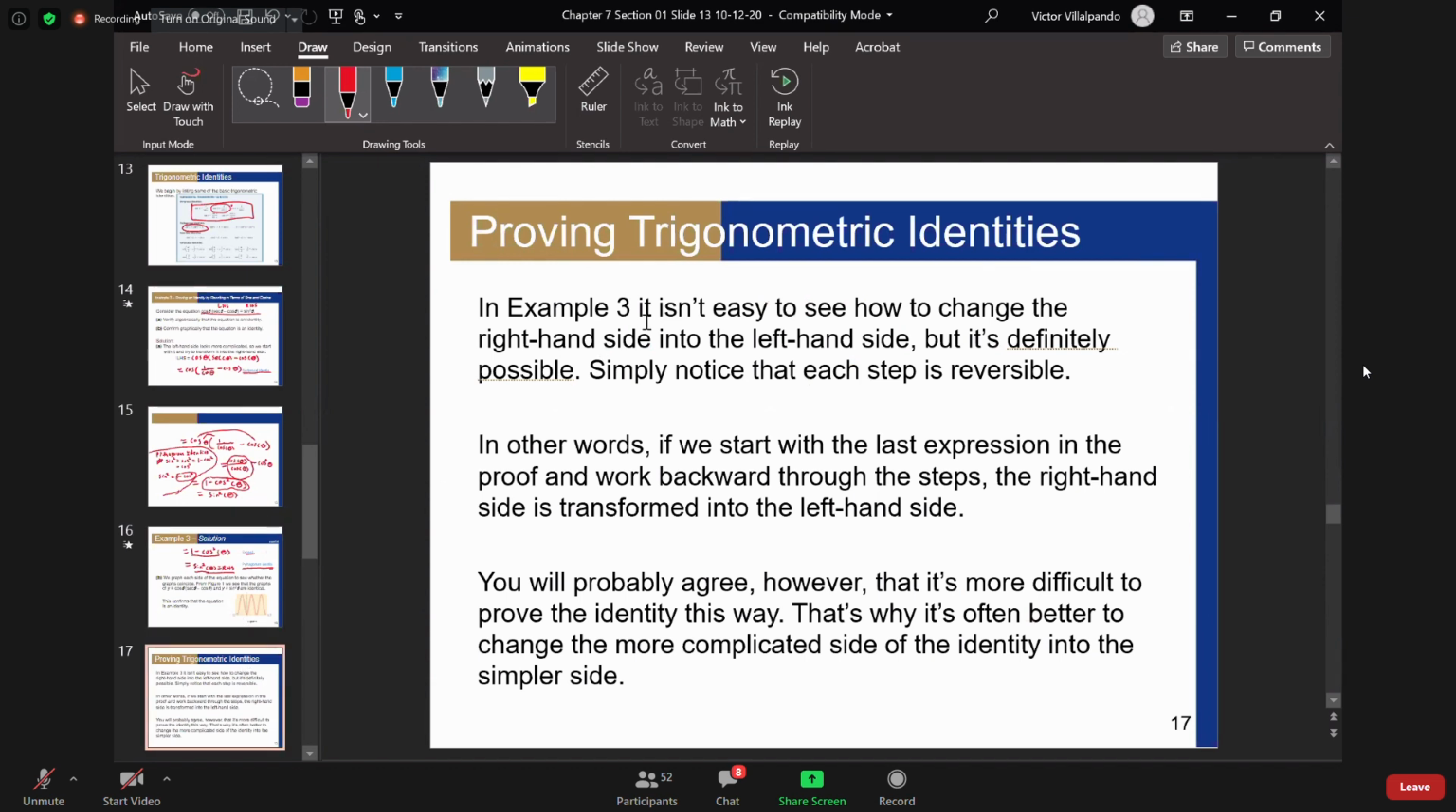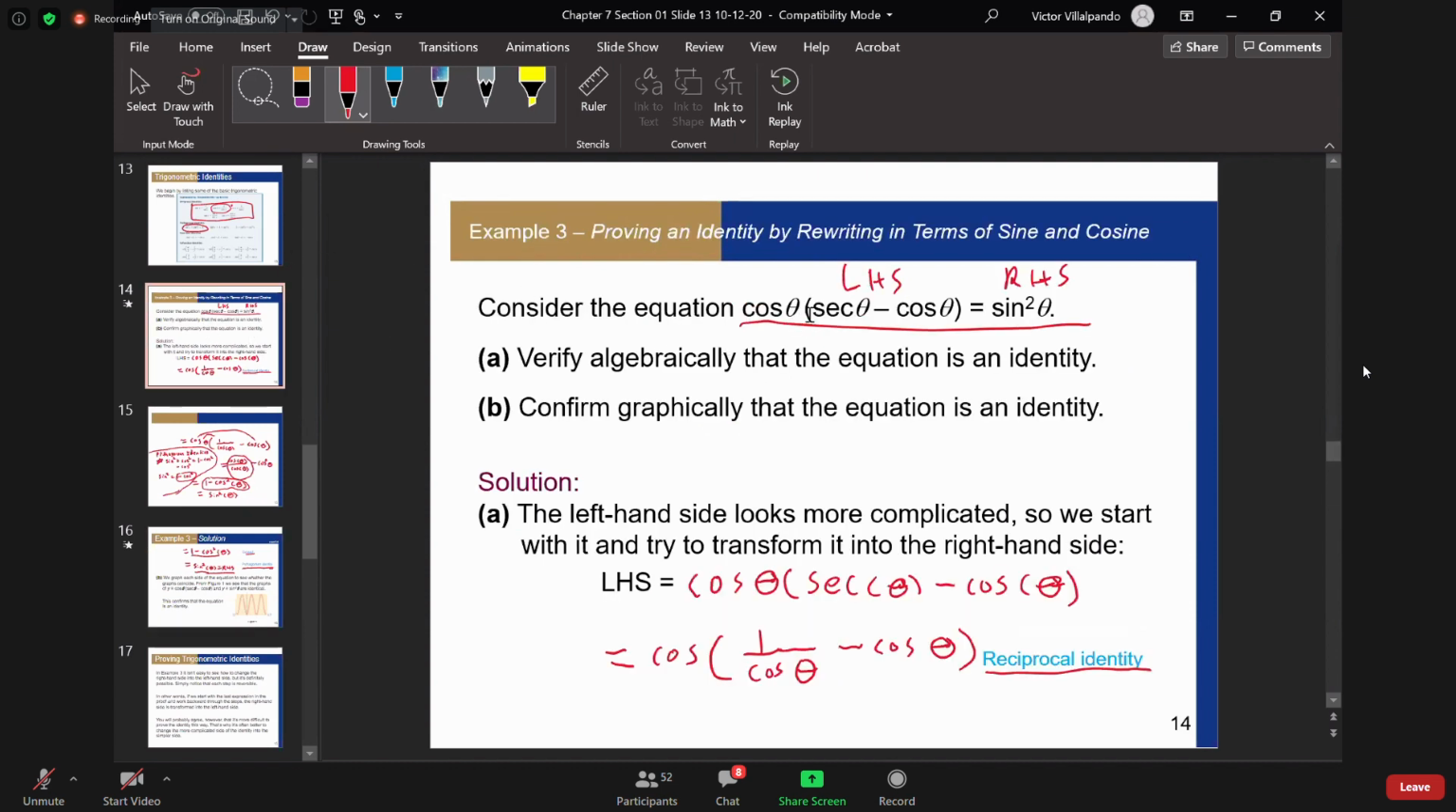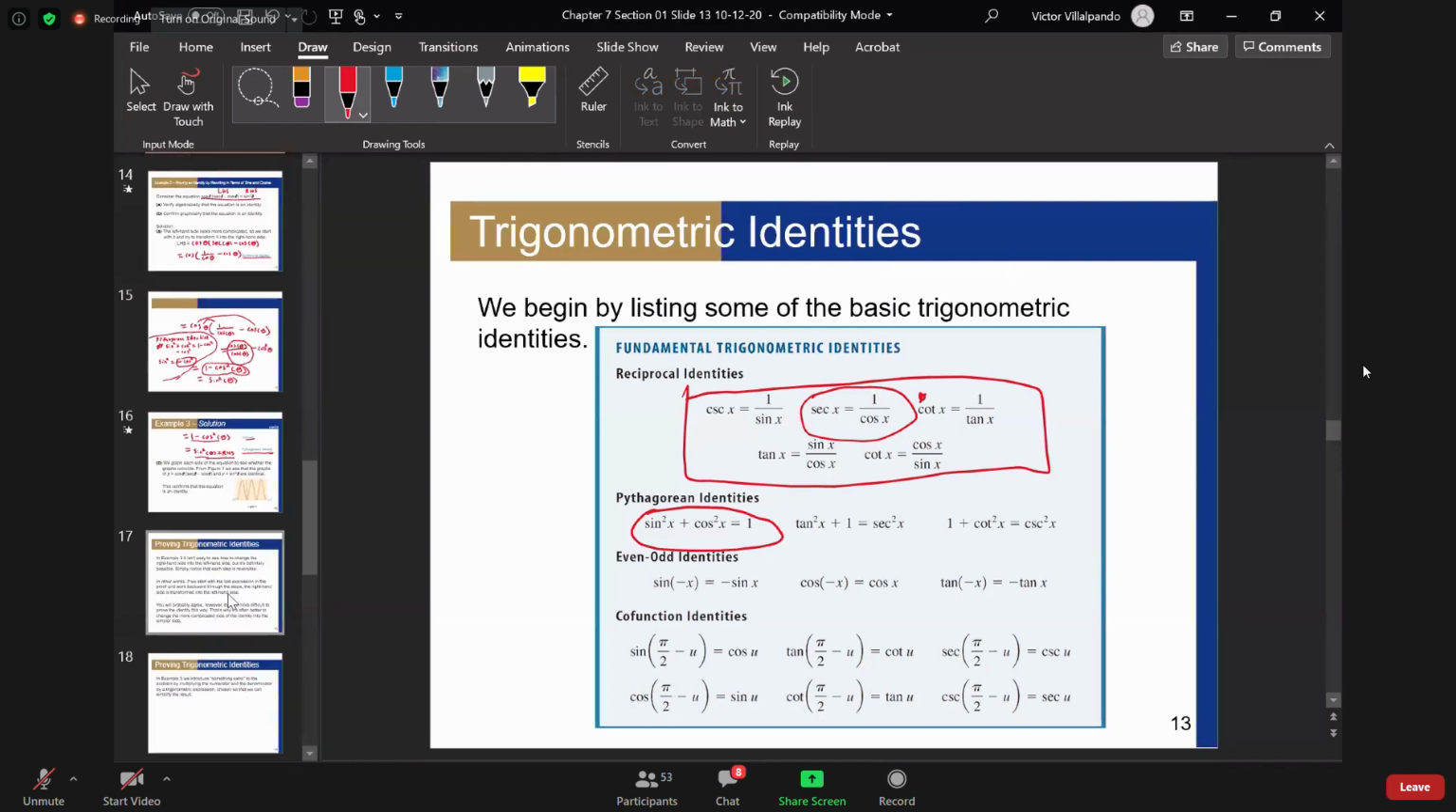So it says in example 3, it isn't easy to see how to change the right hand side to the left hand side. So for example, if we ended up with sine squared, it's very difficult to get from sine squared all the way back to the left hand side, which was cosine times secant minus cosine. It's a little bit vague, right? When you start with one trig function and you're trying to work into an expanded one. So that's why they say start with the side that looks the more complicated side. So it is possible. So let me go back to that slide.